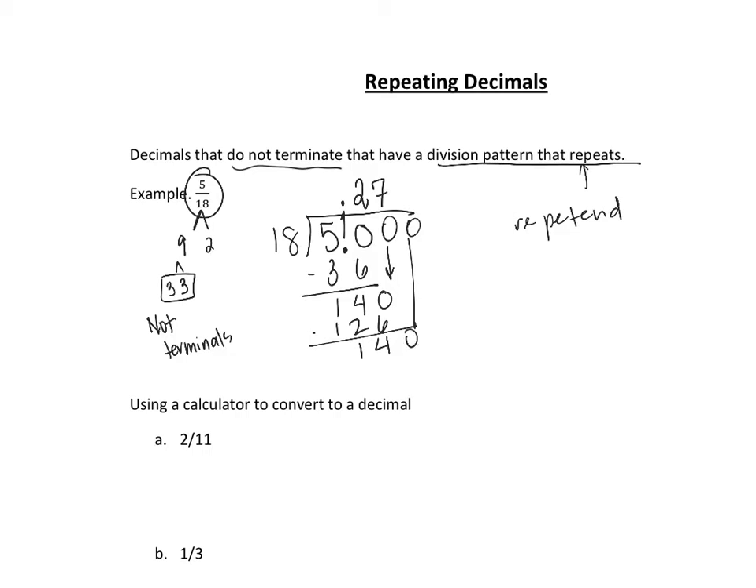We bring down 0, and look, we're getting 140 again. So that's going to again be 7. That will use up 126, and we'll keep continuing that. And you'll see that same pattern over and over again. So we'll keep getting that 14. So the part that's going to keep repeating is the number 7. So we're going to write that this fraction 5/18 is really 0.27, and we're going to write a little bar over the repetend, the part that continues to repeat over and over again.